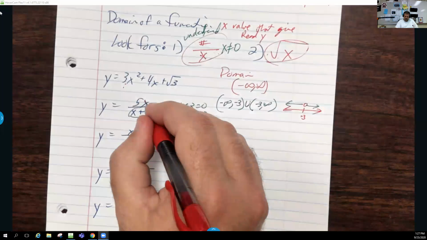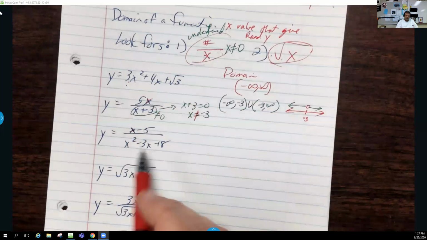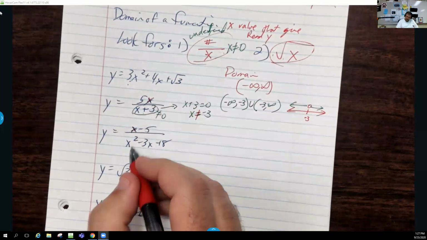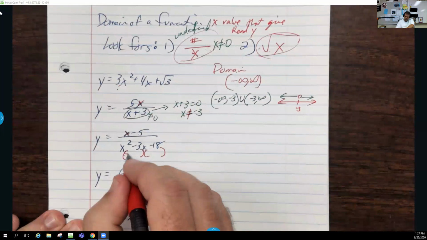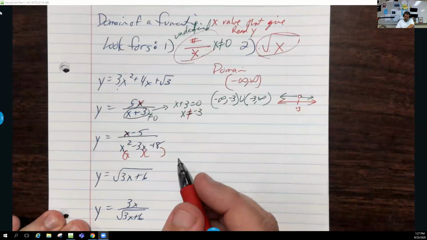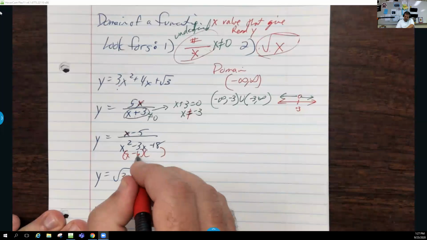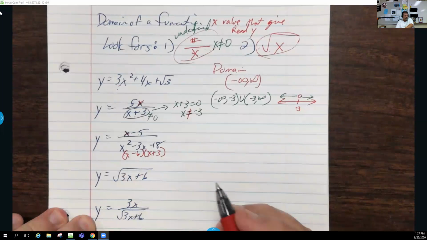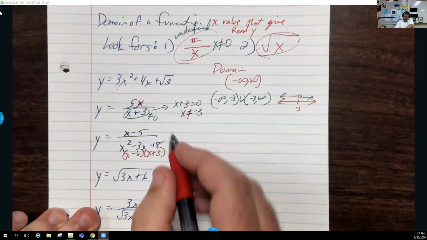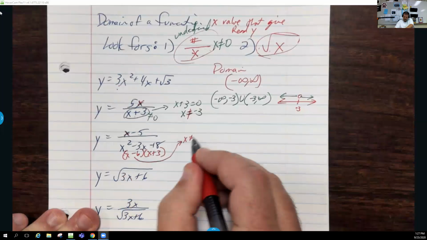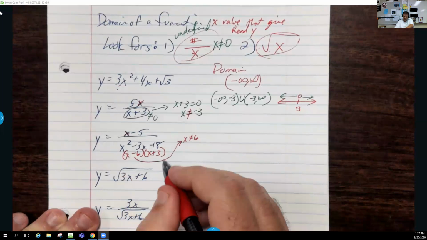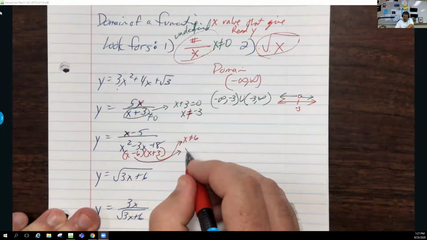X's on the top do not matter. All right, it's the x's on the bottom. So what we have to do first is factor. Remember I told you we want you to practice factoring. This is going to factor to x minus 6 times x plus 3. Now, what do I know? Well, we know that this number can't be 0, so x cannot equal 6, because that would make it 0. This one, x cannot be negative 3.